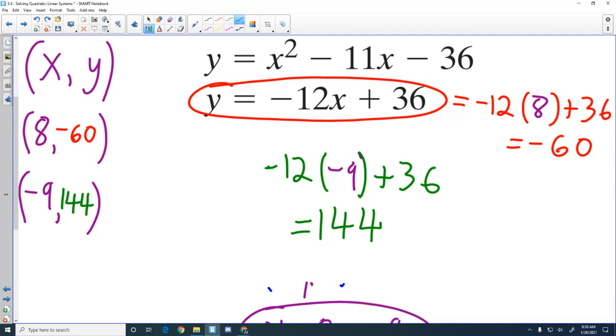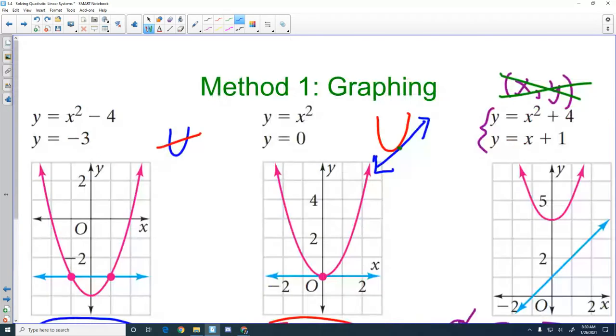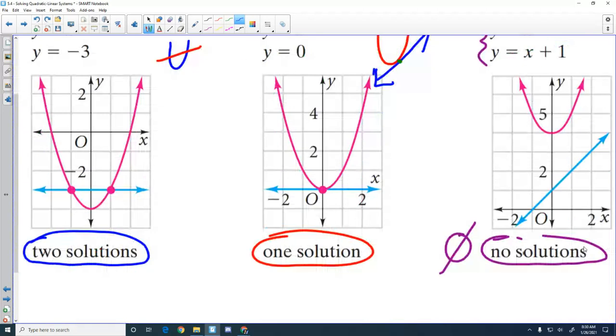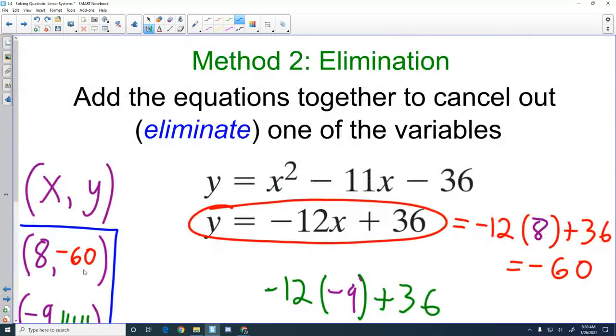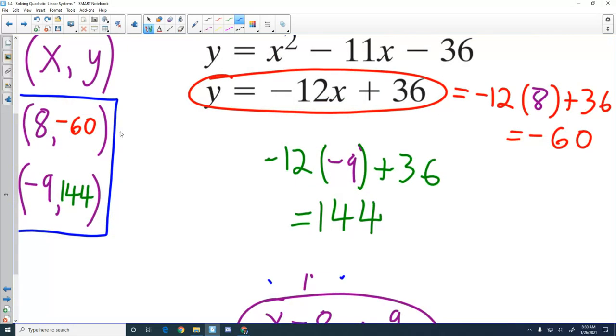So we know that our parabola and our line are going to intersect at these 2 points. And we can stop right here because there can't be more than 2 intersection points, right? If we look at our previous slide, the only possibilities were 0, 1, or 2 solutions. Well, we've got 2 solutions. I can't have 3 or more. A line couldn't cross this parabola more than twice. So that's it. This is the solution to that system of equations.